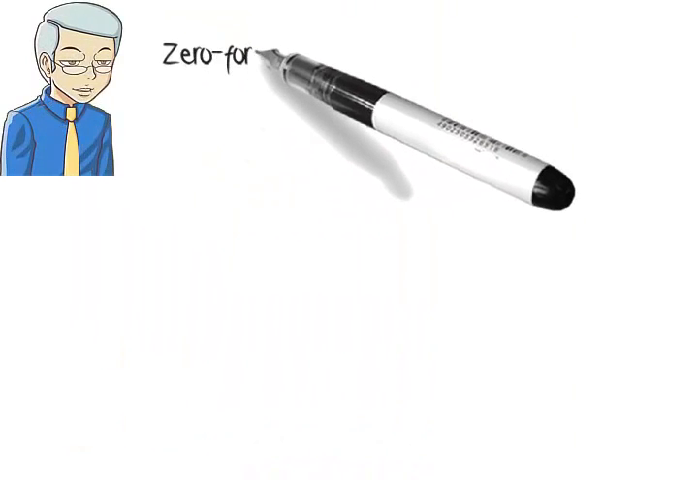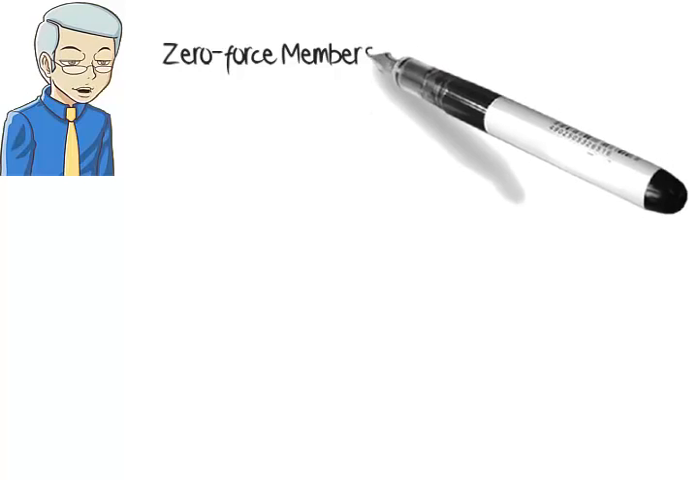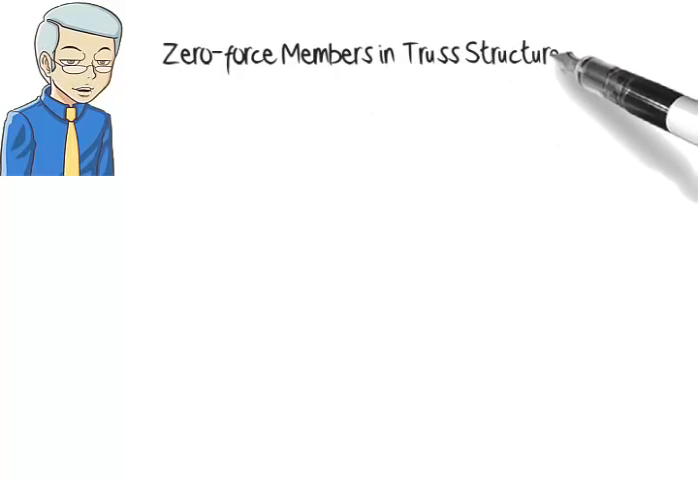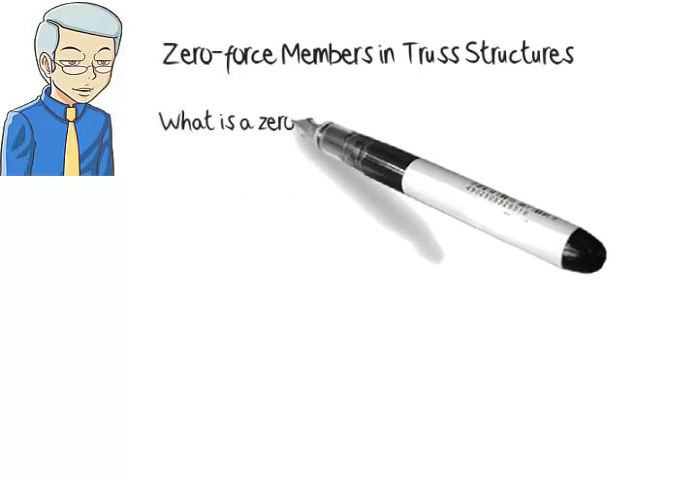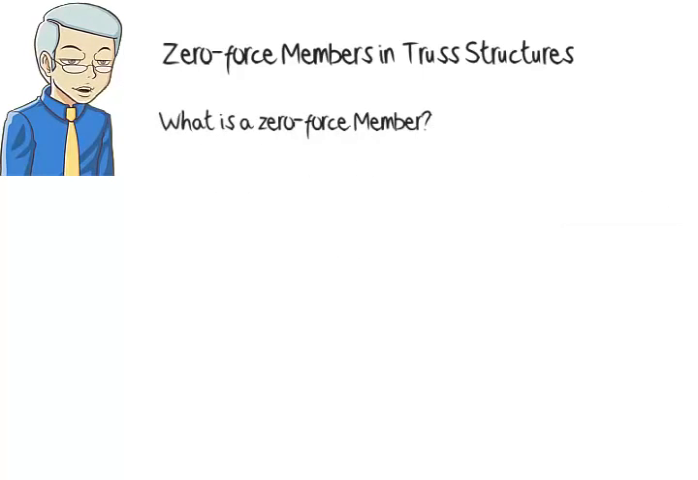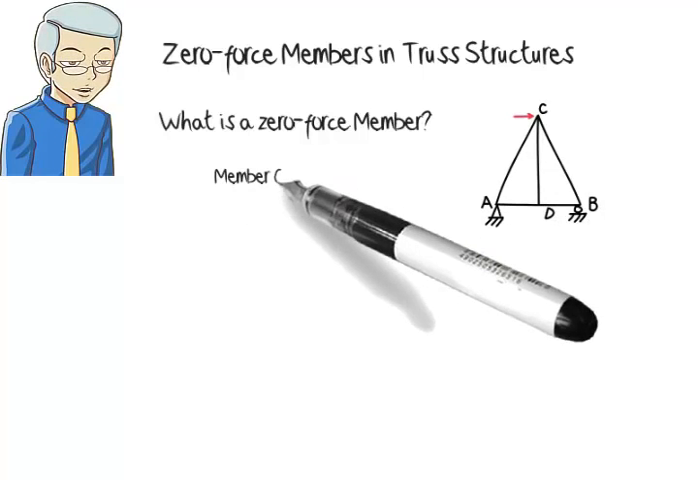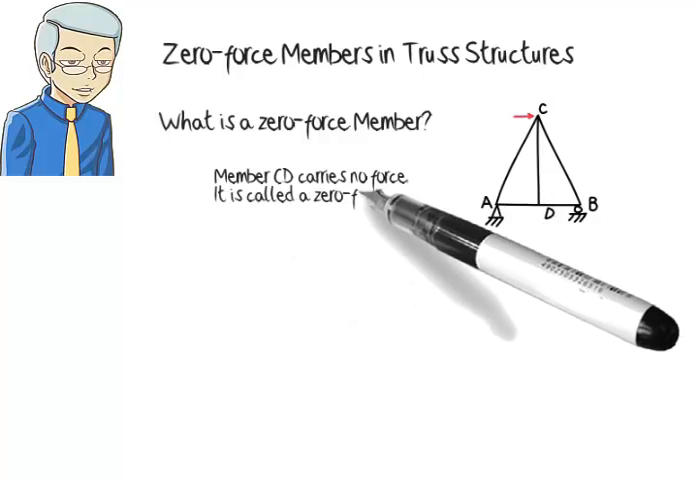In this session, we're going to talk about zero-force members in trusses. What are they? Why do they come to exist? And how do we identify them? What is a zero-force member? When analysing trusses, we may come across members that carry no force. These are called zero-force members.